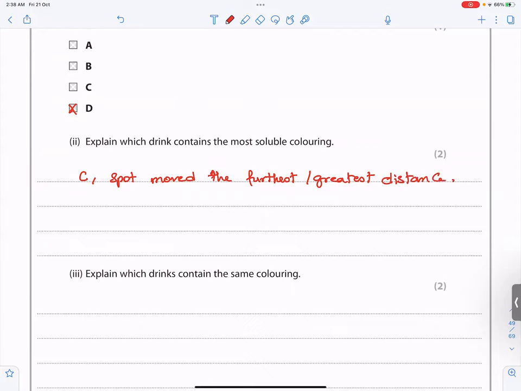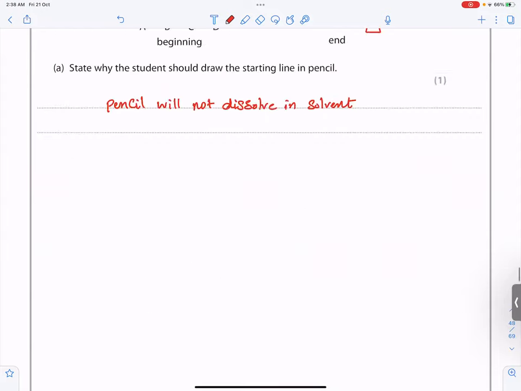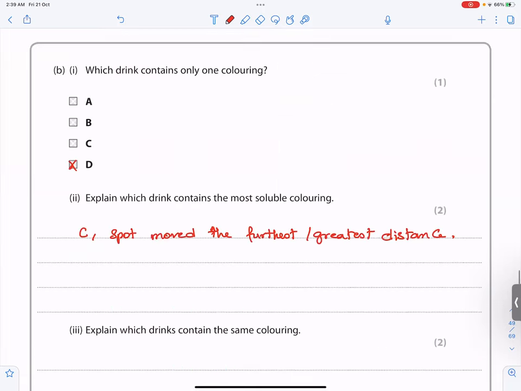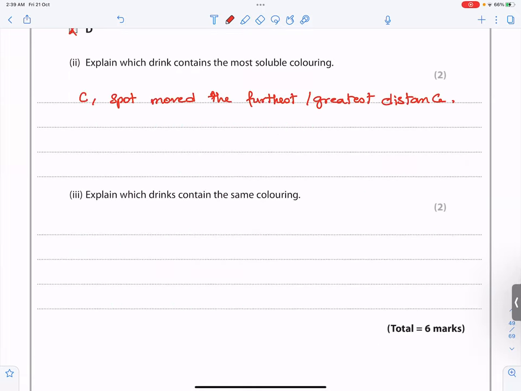Explain which drinks contain the same coloring. By comparison, we find a spot in A matching a spot in C, and D matching D. So they are at the same level or the same height, matching together. So here A and C, because they have a spot at the same level, travel the same distance, match, align, or have the same retardation factor.